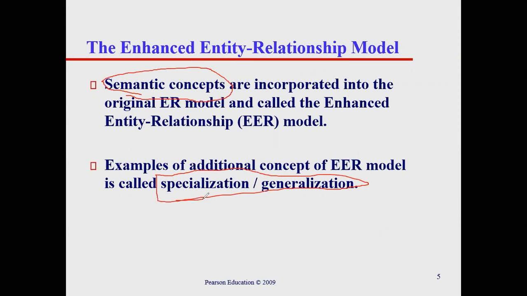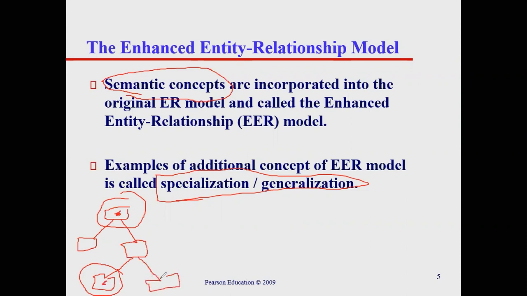Specialization means you become more specific about the entities. Generalization means it becomes more generic. For example, if this is a tree structure, as I go down the tree, I become more specific. This is specialization. This one is more generalization. So the upper entity is the generalization, and this entity is a specialization. The further you go, the more specialized you are in a certain entity, right?